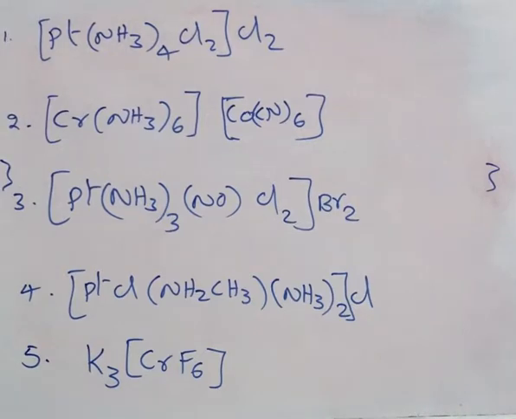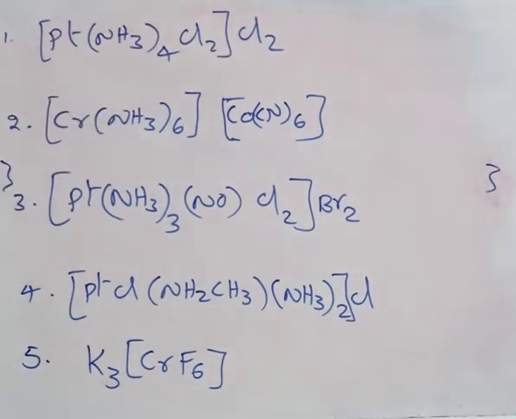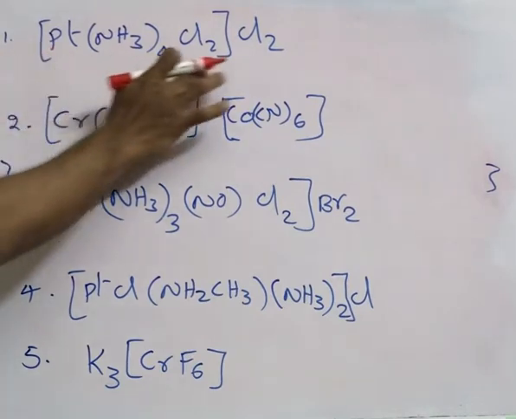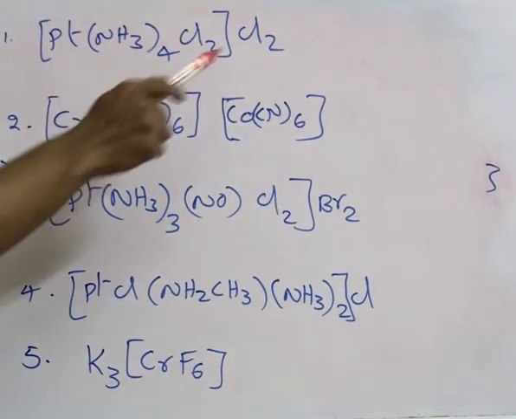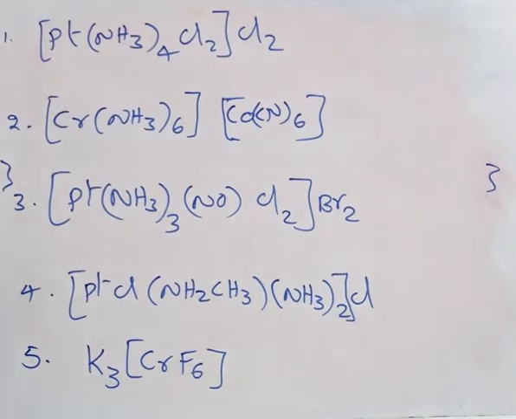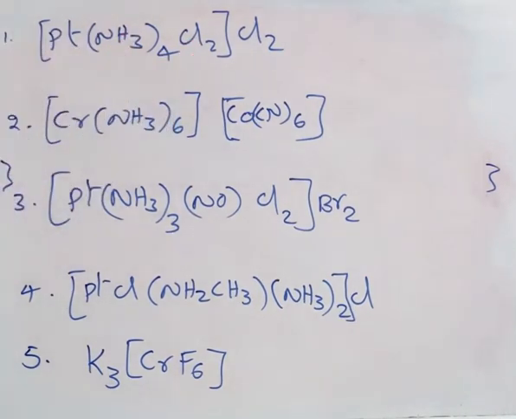So the first compound we will see in coordination compounds. The first one is platinum, NH3 4 times, Cl2 and Cl2. Here if you can see, this is the coordination shell where you have the platinum metal atom, then ligands. These are the counterions. There are ammonia groups 4 and chloride groups 2.